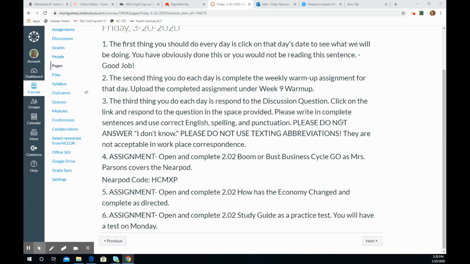The last thing I will do is I will cover the study guide with you, which is 2.02, because you will have a test on Monday. All right, we're going to click next.